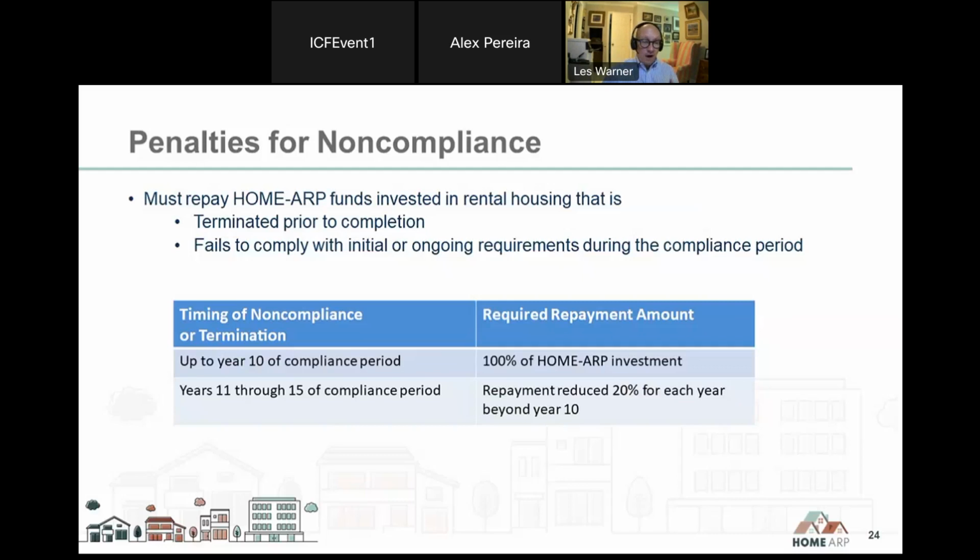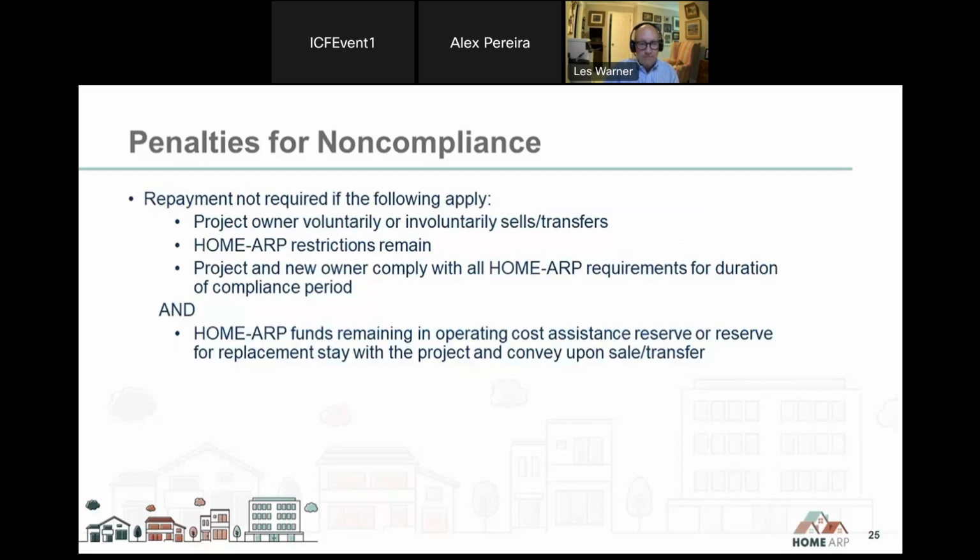So of course, our goal here is to make really sure as we fund projects, as we establish either project-based subsidies, or we have operating cost assistance, or we have funding in place to cover those deficits. We want to make sure on the front end that we are confident that our project is going to be sustainable throughout this period, that we don't really have a question about non-compliance and having money be paid back. But there is a little bit of flexibility after year 10 of the compliance period.